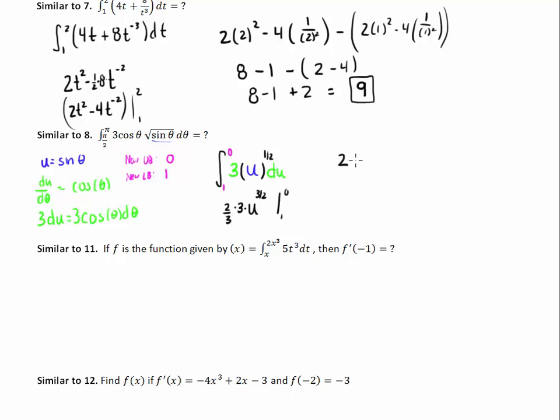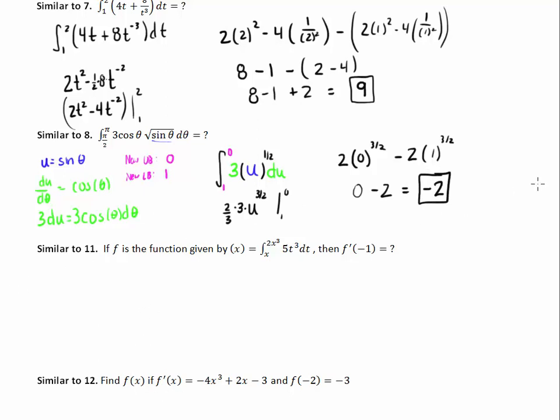So this is going to be 2, plug in 0 to the 3/2, minus 2, plug in 1 to the 3/2. So remember, 3/2 just means take the square root and then cube it. So we're taking the square root of 0, which is 0, cubed is 0. So this whole thing goes to 0. That's nice. The square root of 1 is 1, cubed is 1. 1 to the third power is 1, so we got negative 2. So my final answer is negative 2.